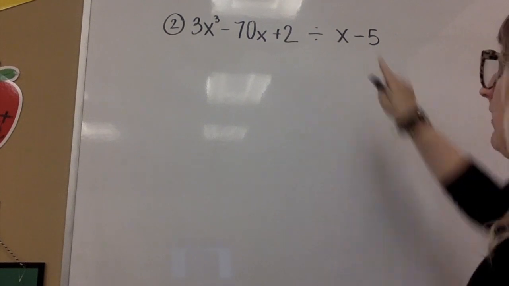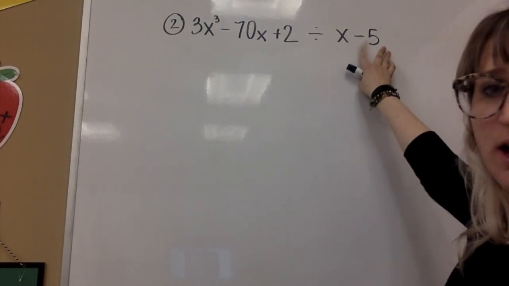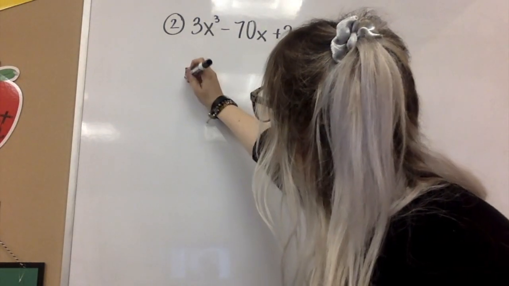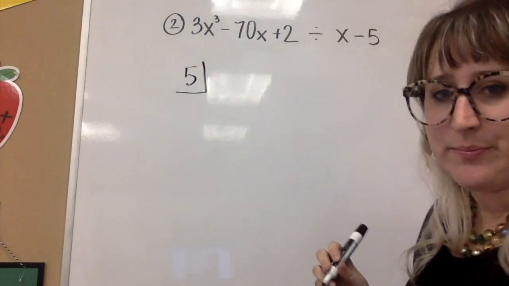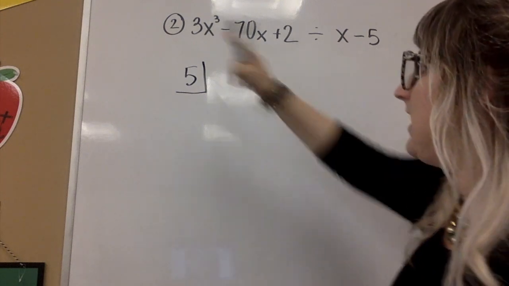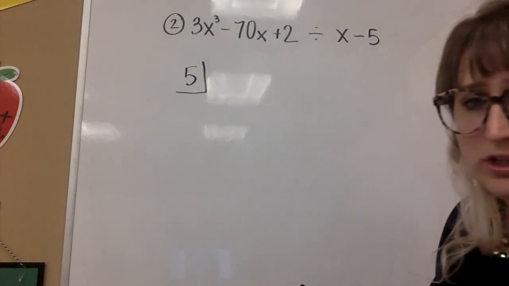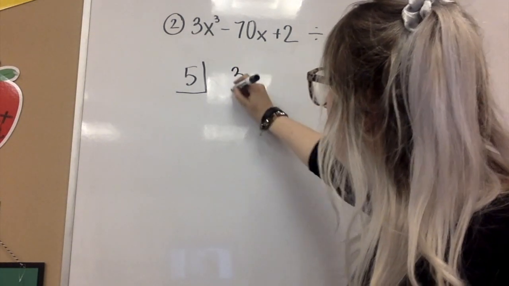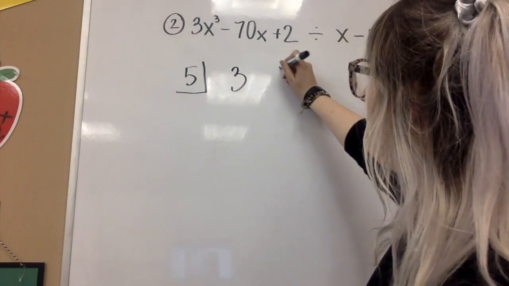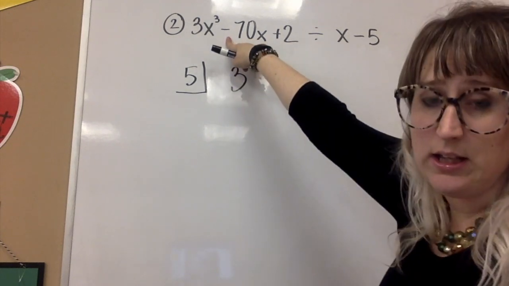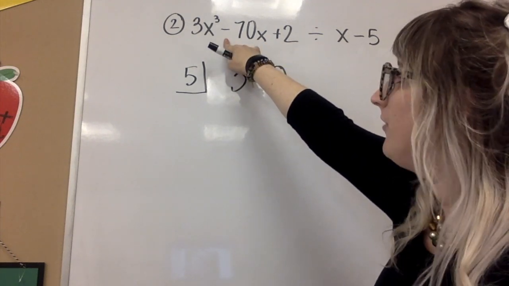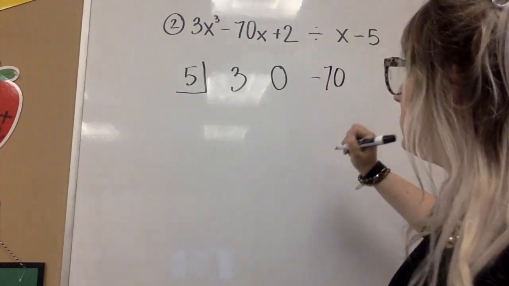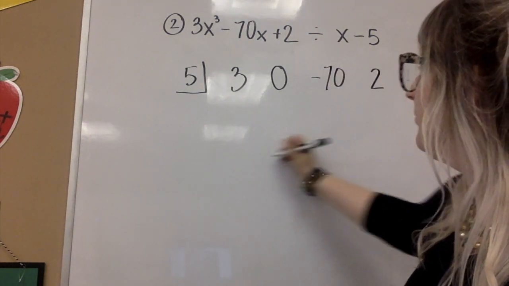My problem is set out. I'm going to use the opposite of negative 5 right here. So I'm going to put my 5 in a little box. And then I'm going to take the coefficient of each term in my polynomial. So I'm going to have 3. I'm going to put a 0 here as a placeholder for x squared. Then I have negative 70, and then I have 2.